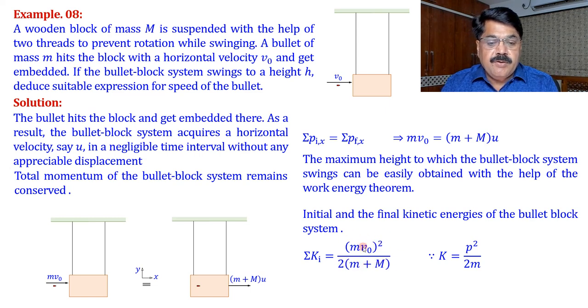So here you can see the advantage of this. No need to write the momentum conservation equation. We only know this momentum will be equal to this momentum. So kinetic energy we can write. What is the final kinetic energy? 0. Now we have written expressions for the kinetic energy of the bullet block system, initial and final. And the task remaining is to see the forces and their work on this body.